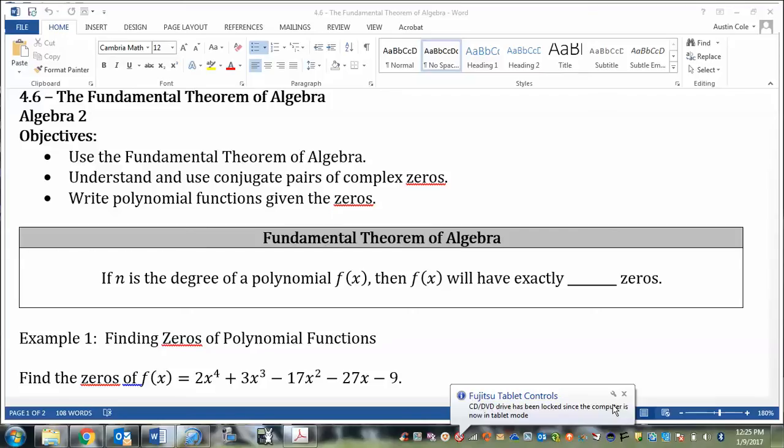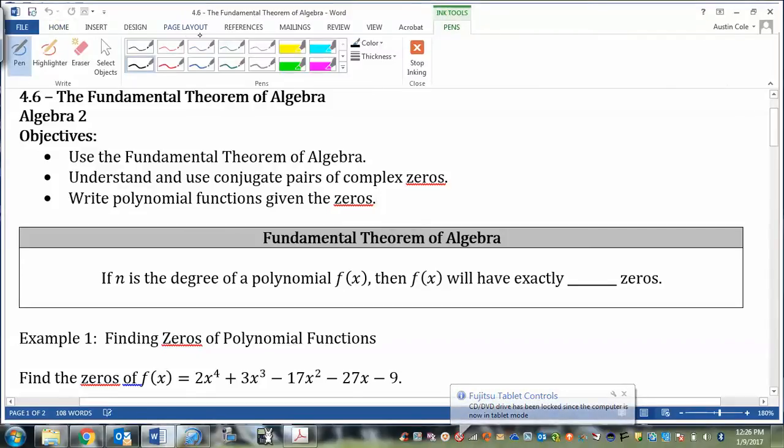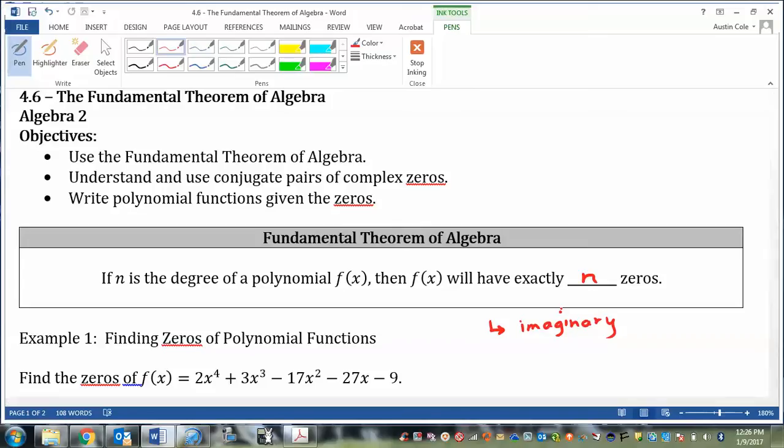So the fundamental theorem of algebra says this. If n is the degree, so it's something to the n power, of a polynomial f of x, then f of x will have exactly n zeros. Okay, it'll have exactly n zeros. Now the thing that we need to understand though is that we can have imaginary zeros. So that's a chance. We look at the graph, and I'm supposed to get 5 answers, but maybe I only have 3 actual real zeros. Well, they could be imaginary.